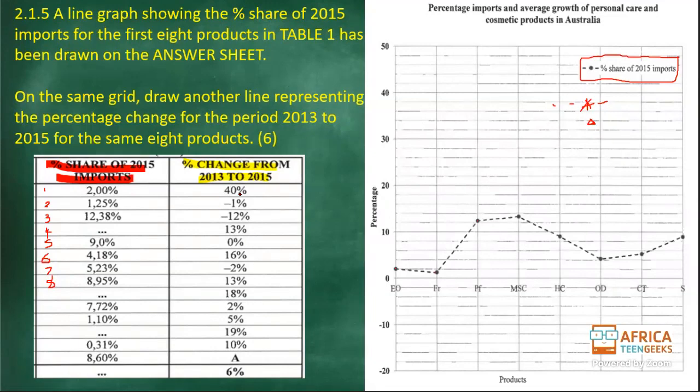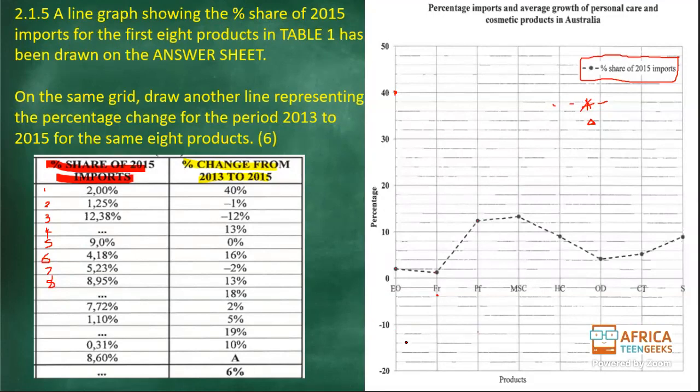So when we plot, it means we're going to plot what? The 40%, the first product now. When we are plotting in our graph, it's 40%. So right up there for the very first product, it will be at 40. The next one is -1%. So it will be around there somewhere, right? Next one is -12. The third one is -12. So you also go around there for your -12.